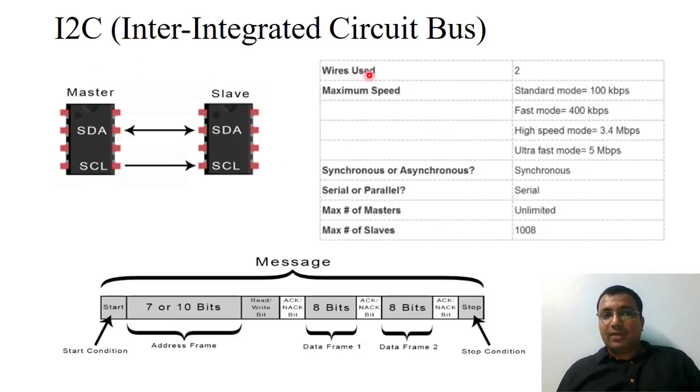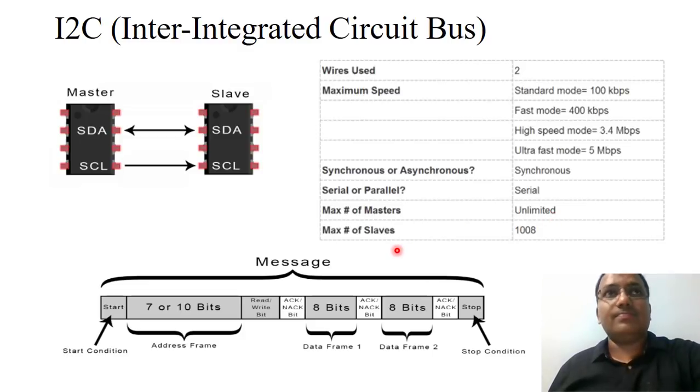So the wires used in this I2C are 2. The maximum speed for I2C in standard mode is 100 kbps, and in fast mode it is 400 kbps. In high speed mode it is 3.4 mbps, and in ultra fast mode it is 5 mbps. I2C is a synchronous protocol, and it is a serial protocol. The maximum number of masters available with I2C is unlimited, and the maximum number of slaves is 1008.